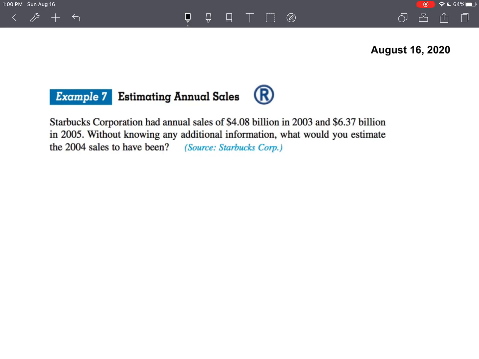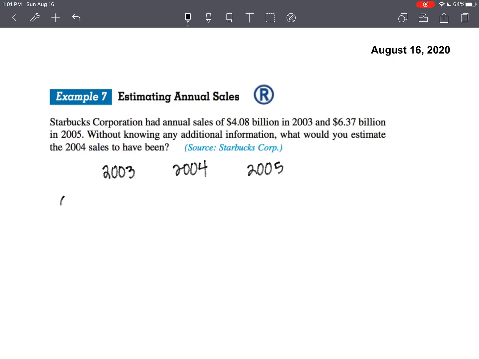Starbucks Corporation had annual sales of $4.08 billion in 2003 and $6.37 billion in 2005. So back in 2003 would have been a great idea to invest in Starbucks stock. That's another story. Without knowing any additional information, what would you estimate the 2004 sales to have been? Okay, well, if I was looking from 2003 to 2005, well, 2004 is smack dab right in the middle.